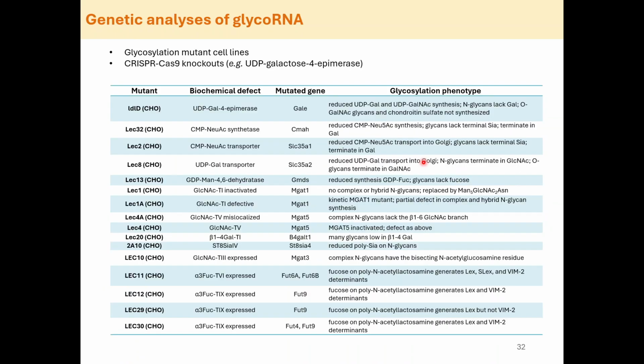Many cell lines genetically altered in glycan biogenesis have been established for analysis of glycoRNA biogenesis. For example, UDP-Gal4 epimerase gene mutation or CRISPR knockout can cause galactose or N-acetylgalactosamine defect in the glycoRNA glycans to analyze RNA glycosylation machinery.